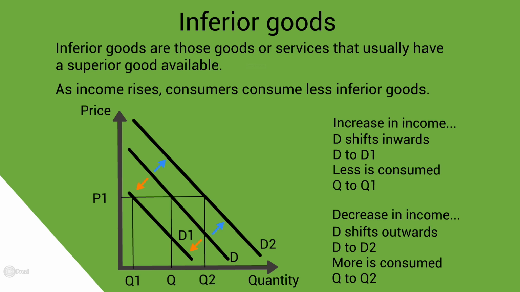A prime example of inferior goods is supermarket basic brands. If your income rises, you are likely to switch from consuming the basic brands to consuming more premium brands. Whereas if your income falls, you are more likely to switch to the smart price brands or the Tesco value brands, or choose to shop at Aldi or Lidl. So a fall in income results in a greater level of demand for inferior goods, and a rise in income results in a lower level of demand for inferior goods.